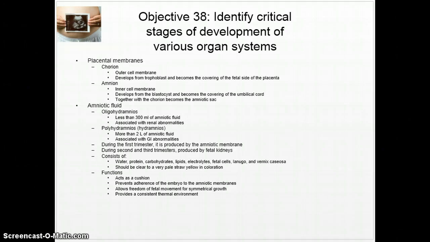The amnion is the inner cell membrane. It develops from the blastocyst and becomes the covering of the umbilical cord. Together, the amnion and the chorion make the amniotic sac.